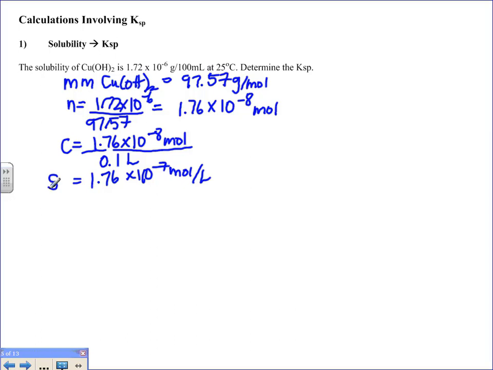Now, in order to determine the equilibrium constant for this reaction, what we need to do is examine the equilibrium that we're studying here. We're studying a solubility equilibrium, so it is the equilibrium of that solid dissolved in water, and we break it up into its ions.